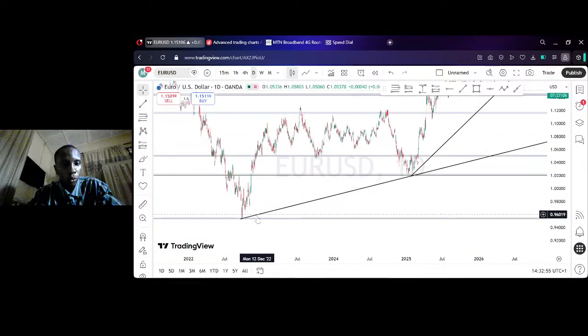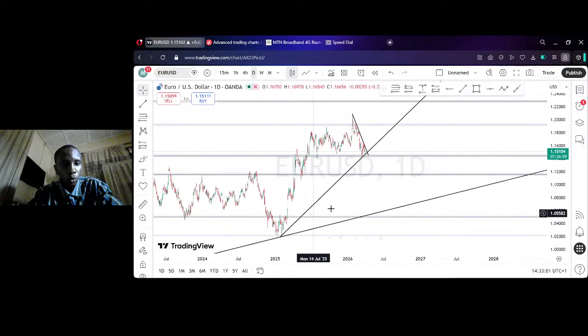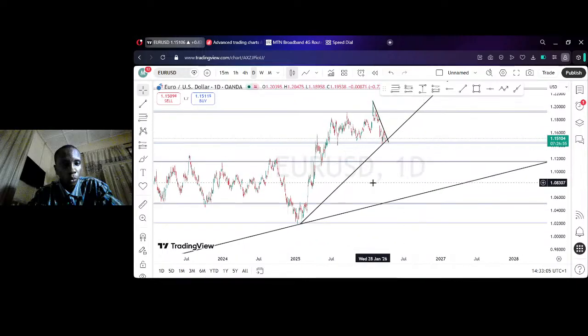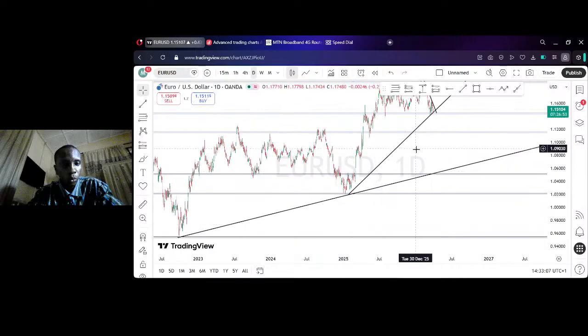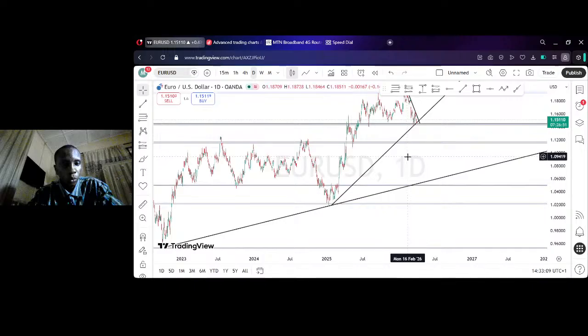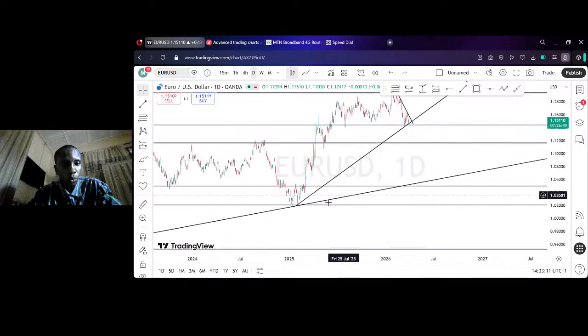As you can see, we have this first touch point on the trend line, the second touch point right here, and the third, and price has been pushing to the upside. So in as much as price is still trading on this trend line, we are still bullish to the upside. And also we have this main trend line right here, and we also have the inner trend line again.